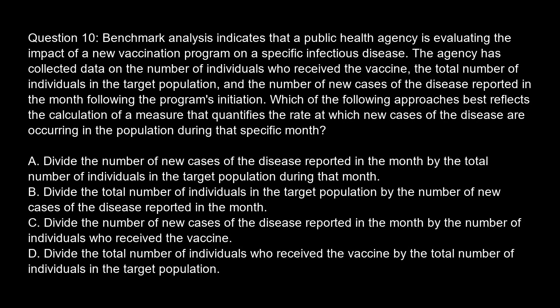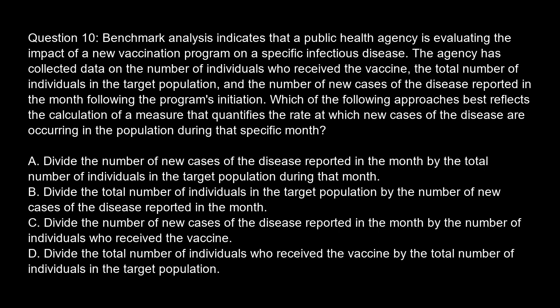Question 10. Benchmark analysis indicates that a public health agency is evaluating the impact of a new vaccination program on a specific infectious disease. The agency has collected data on the number of individuals who received the vaccine, the total number of individuals in the target population, and the number of new cases of the disease reported in the month following the program's initiation. Which of the following approaches best reflects the calculation of a measure that quantifies the rate at which new cases of the disease are occurring in the population during that specific month?